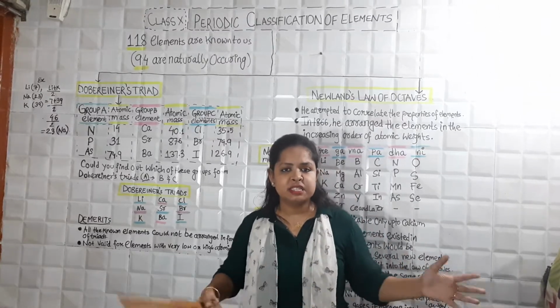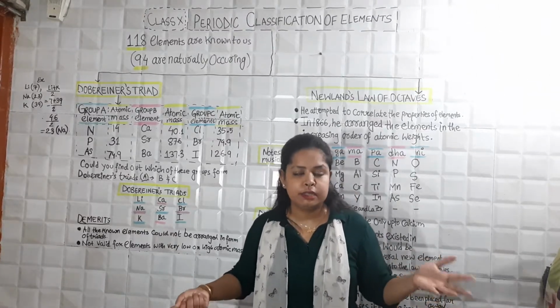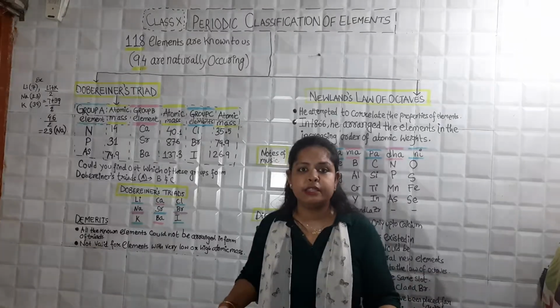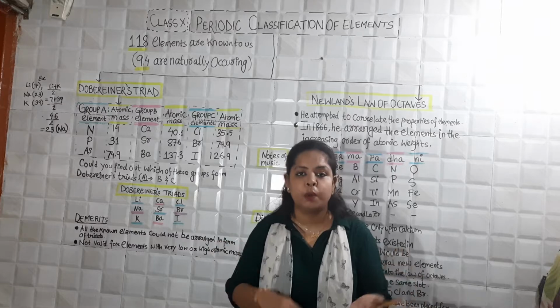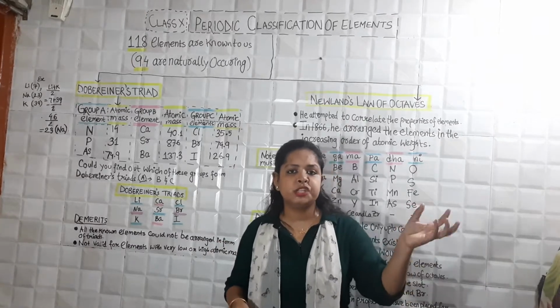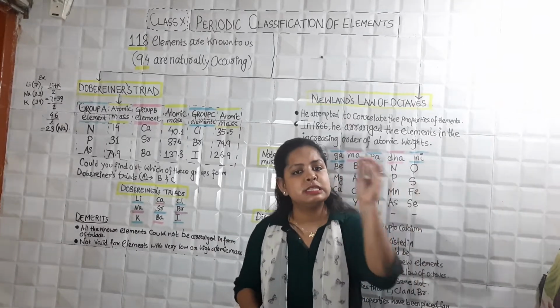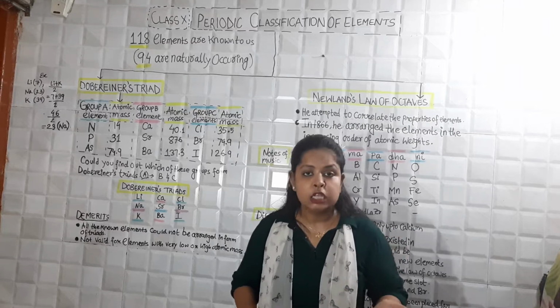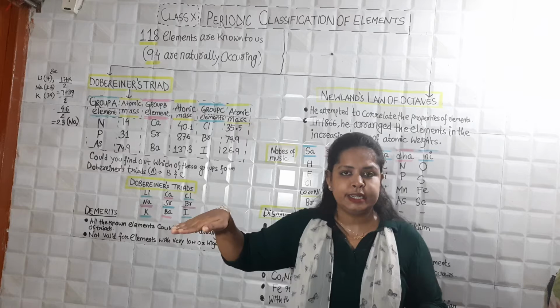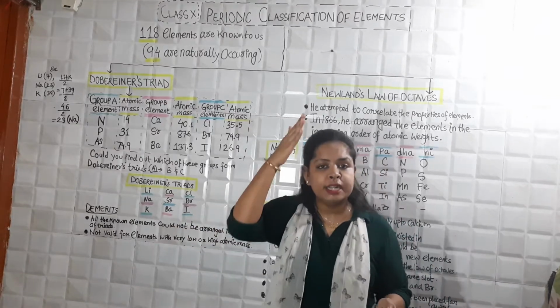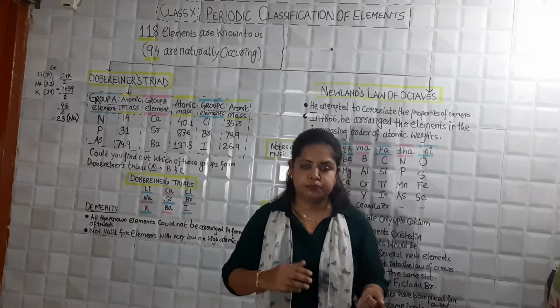So why are we classifying them? Why is it necessary to classify them? So that it becomes easy for us to correlate their properties. The elements which share the same properties are placed in the same group or period. Now what is a period? The horizontal rows in a periodic table are called periods. The vertical columns are called groups.